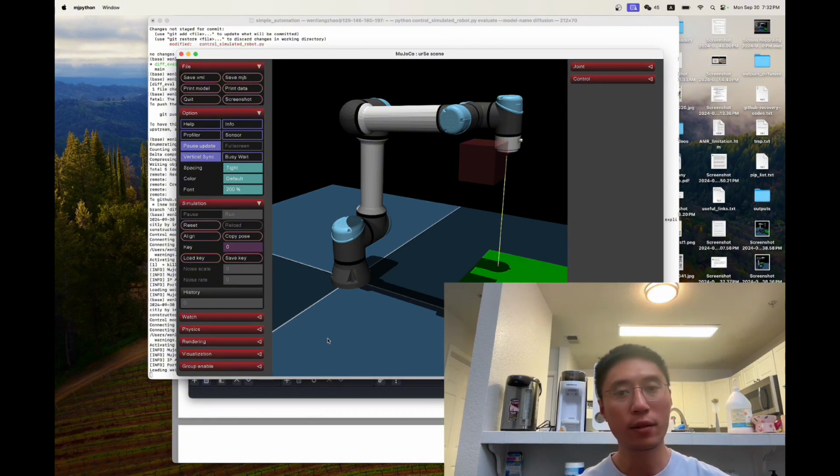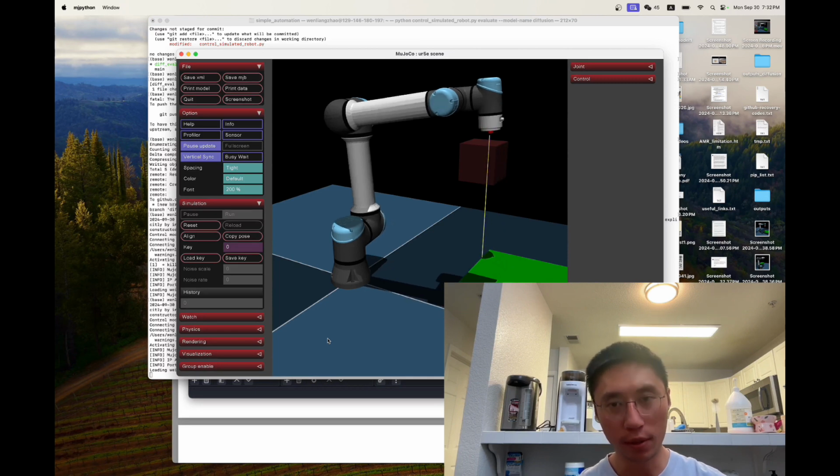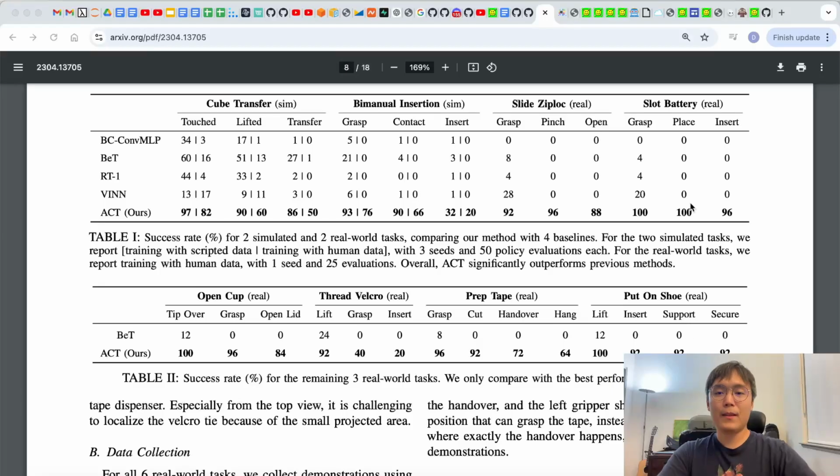But on the other hand, we also see the inference speed is very slow. We need to do further debugging to see where the bottleneck of the inference is.